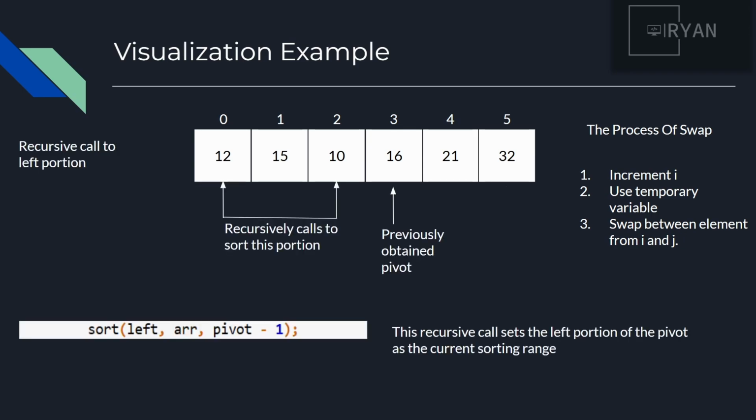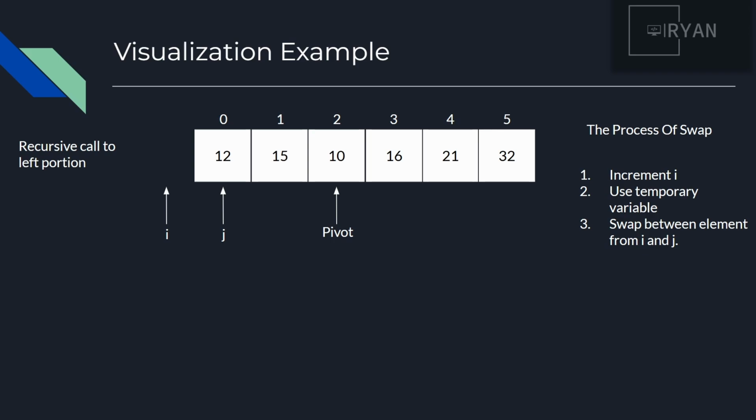Okay, so our previous recursive call has finished. Here will be another recursive call to the left portion. Under here we can see the exact call which causes this process. Okay, let's start the process manually again. Here we set our indexes and our pointers, because as you can see, we set the range from 0 to 2, the index 0 to the index 2.